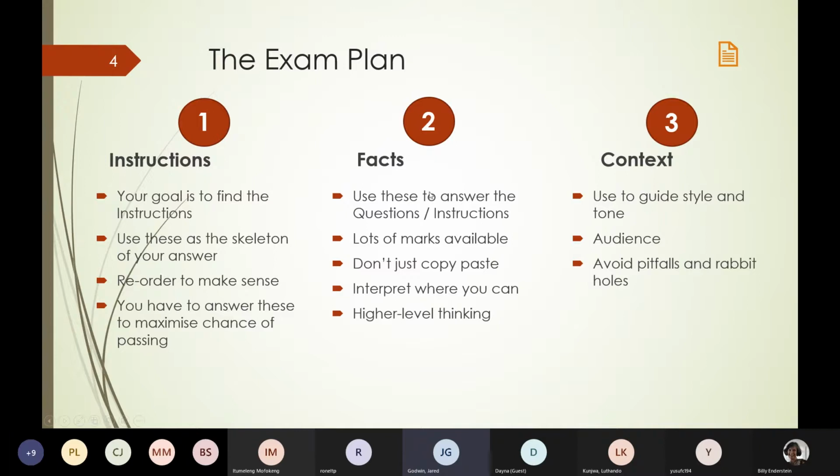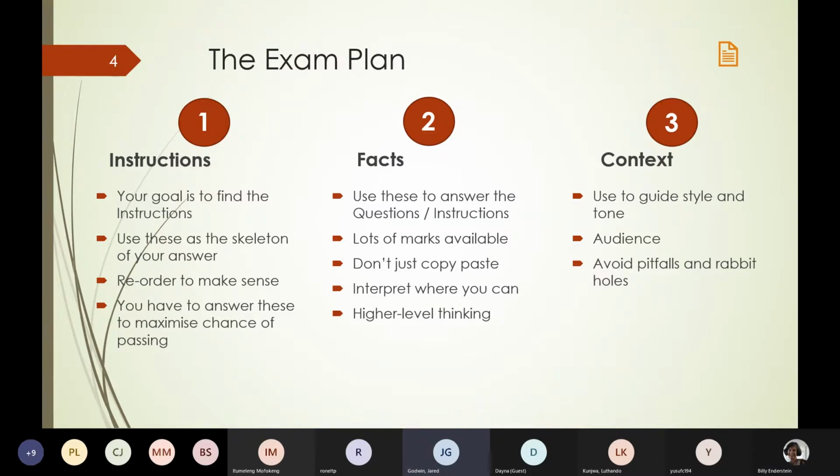You're using then the facts to answer these instructions. There's lots of marks available. Don't just copy paste. So often it can be tricky in certain questions where you have to use the words given to you, but then make them your own without losing the essence of the question. So we really don't like, and I know Billy will agree with me here, we don't like it when you just copy paste data, dump data from the exam, and unfortunately it's a lot easier now that everything's electronic. Make it your own.